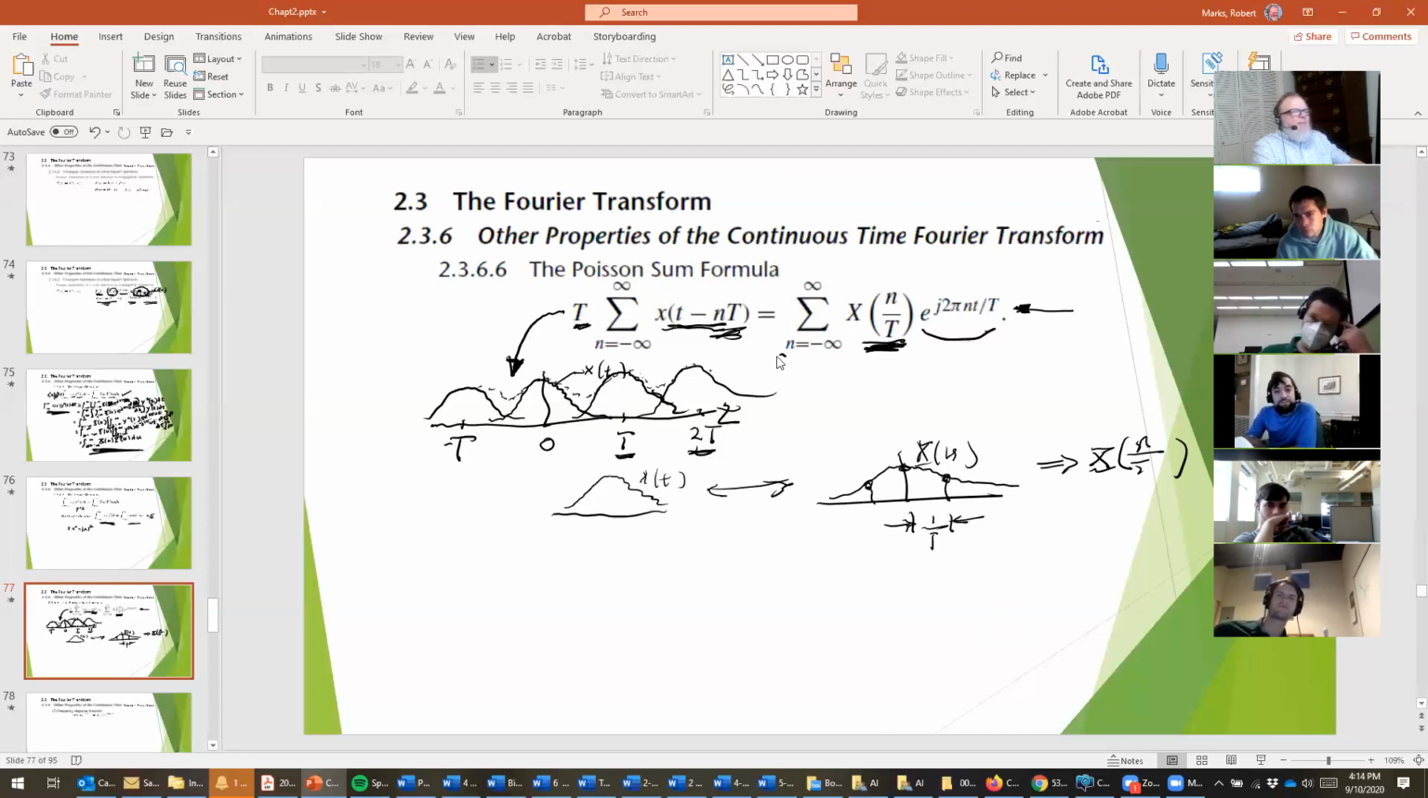You know what this is? That's nothing more than a Fourier series, isn't it? These are our Fourier series coefficients we used to call C sub n. It's a Fourier series. So we're saying that you can take one of these kernels that we're replicating, we can take the Fourier transform of it, we can sample it, and that becomes the Fourier series coefficient.